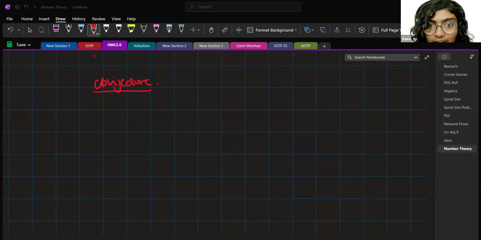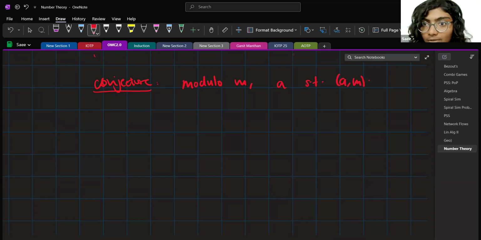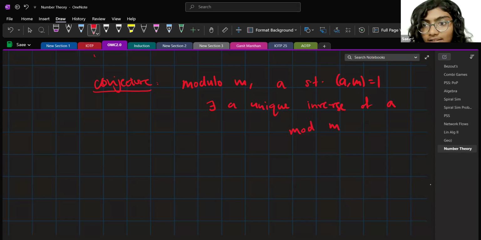Modulo M, let's consider A such that A comma M is 1. I will not write GCD, I'll just write brackets. So this means the GCD of A and M is 1. Then there exists a unique inverse of A. And by inverse, I mean multiplicative, obviously, mod M. Do you guys think this is true?